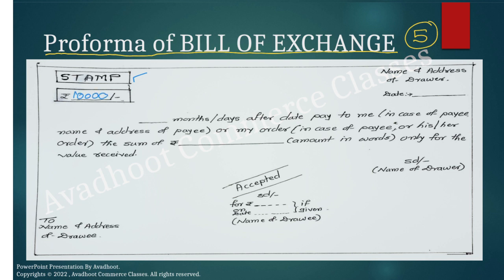Next, on the right-hand side, we'll have to write the name and address of the drawer. It is also there in the problem. Who draws a bill? He is the drawer. His name and address are to be written here. Next, the date of the bill.